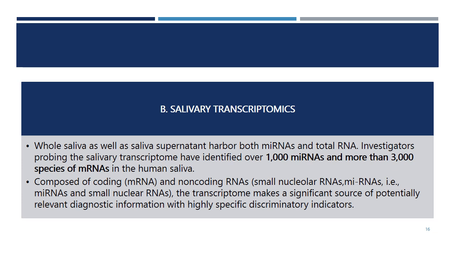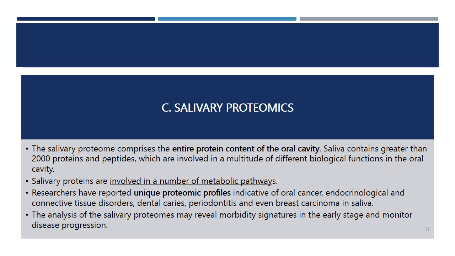Salivary transcriptomics. Whole saliva and saliva supernatant harbor both microRNAs and total RNA. Investigators probing the salivary transcriptome have identified over 1,000 microRNAs and more than 3,000 species of mRNAs in human saliva. Composed of coding and non-coding RNAs, the transcriptome makes a significant source of potentially relevant diagnostic information with highly specific discriminatory indicators.